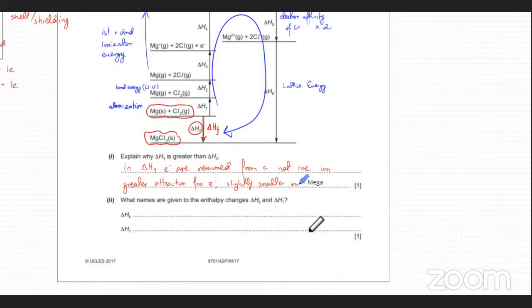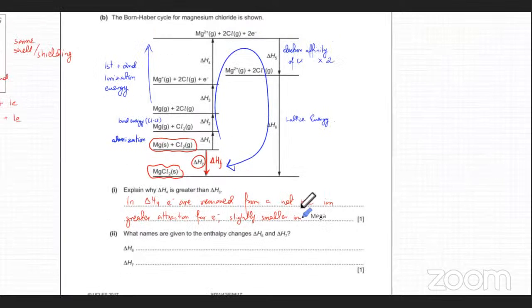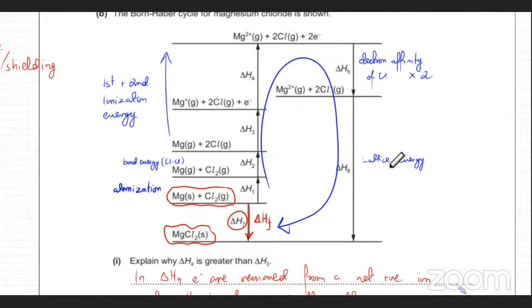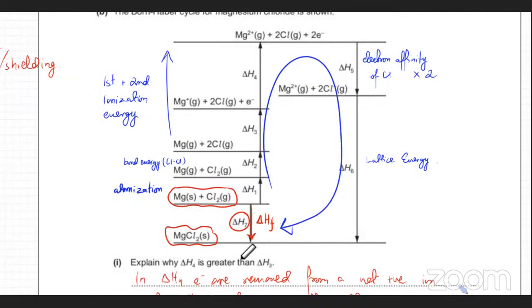So what names are given to enthalpy changes delta H 6 and 7? We already did that. 6 was lattice energy because gaseous ions were turning into a solid ionic lattice, and 7 was enthalpy change of formation because elements were turning into a solid ionic lattice. Okay, next, what's the next question?